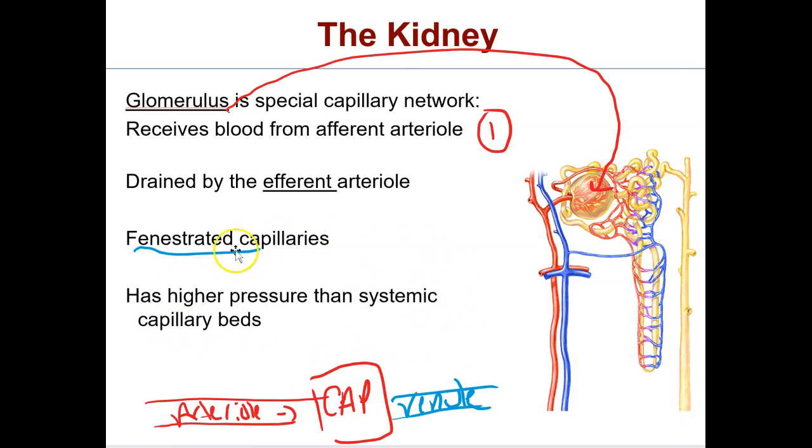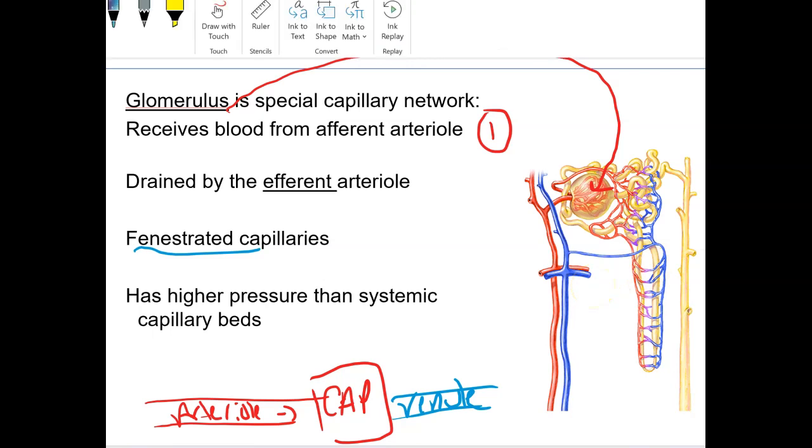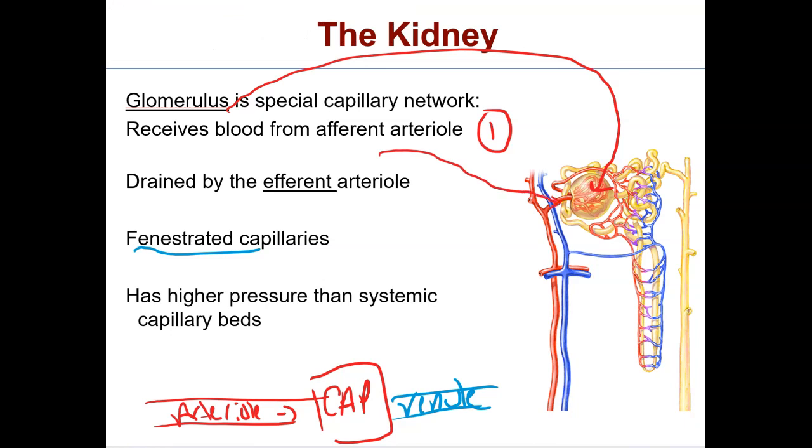And it has a much higher pressure. The reason it has a higher pressure is because the diameter of the afferent arteriole is larger than the diameter of the efferent. So blood comes in, more blood comes in, and it accumulates inside because it's a smaller diameter vessel draining it. So this increases the pressure. And so the pressure in the glomerulus is usually around 50 millimeters of mercury.